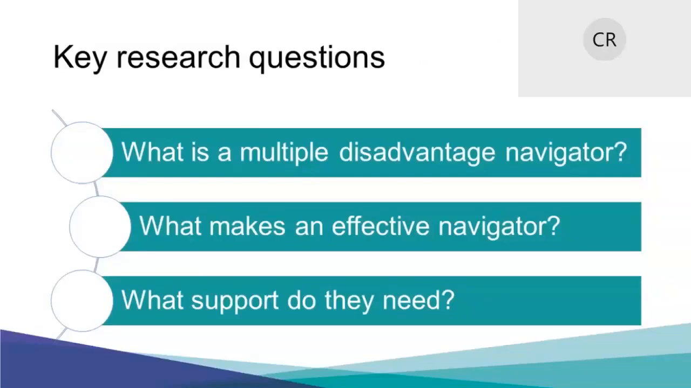For our technical issues. So the key questions we sought to answer with this research were as follows. Firstly, what are the key characteristics of the multiple disadvantage navigator role that differentiate it from other support worker roles or navigators working in a single sector or a service? Secondly, what skills, knowledge, attitudes and behaviours does an effective multiple disadvantage navigator need? And finally, what support needs to be in place for multiple disadvantage navigators to be effective in their role?